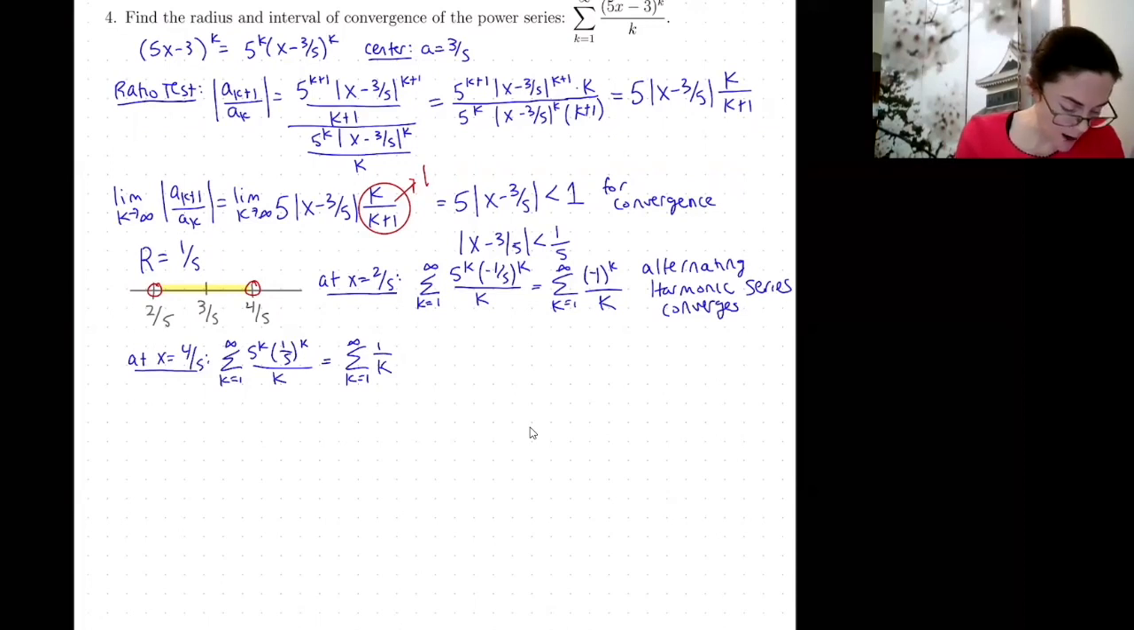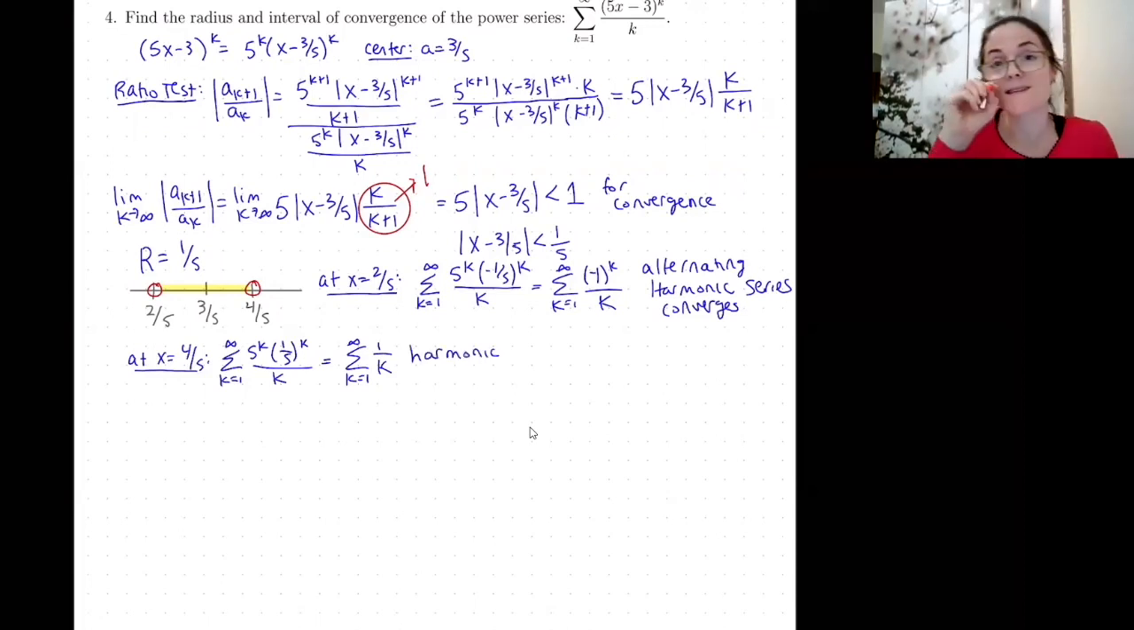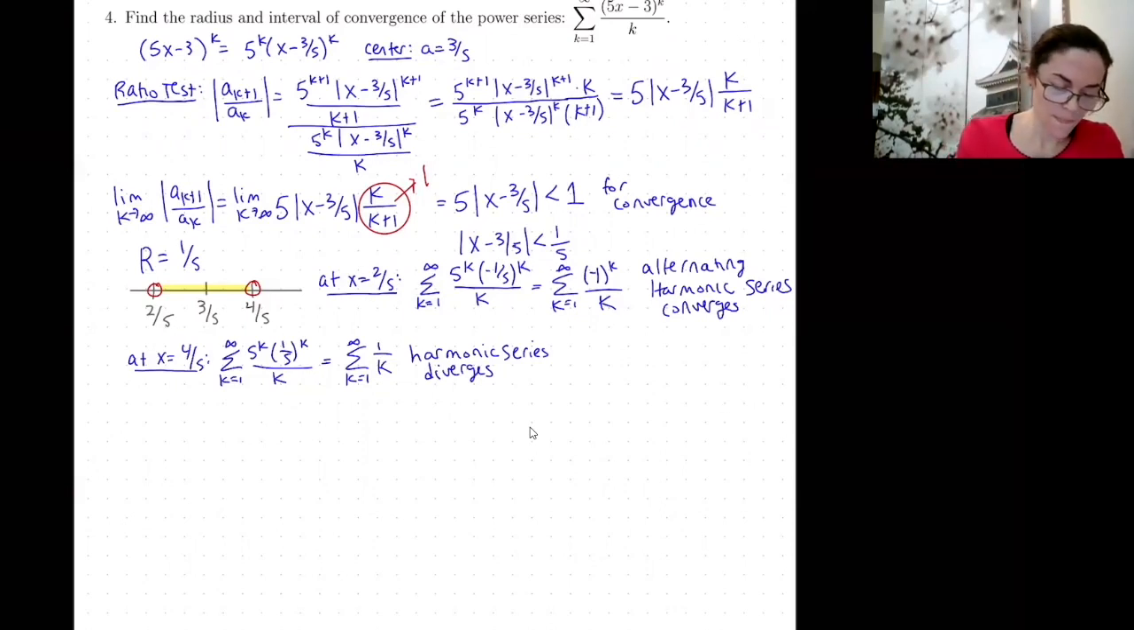And this one is the harmonic series, diverges. You could also say it's a p-series with p equals 1, less than or equal to 1, diverges. But when I see the harmonic series, I usually quote the harmonic series. So in this example, we get diverges here and converges here. So my final interval is closed 2/5 to 4/5, open. And then here is the radius of convergence.